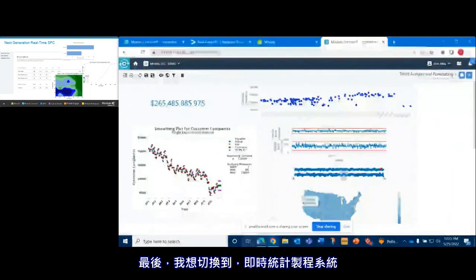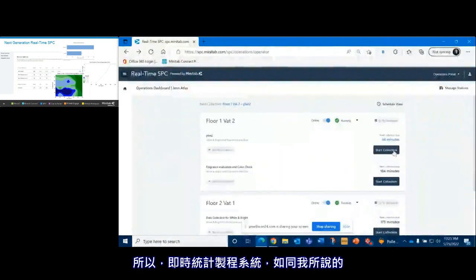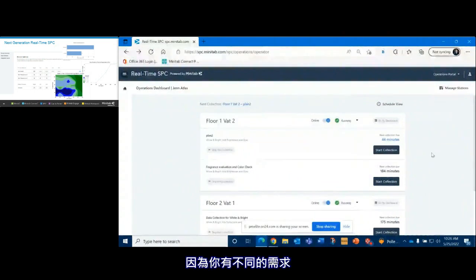Now, finally, I want to switch over to the real-time SPC system. So a real-time SPC system, like I said, you have different needs. We're still using control charts. I guess my point of this webinar is that we see control charts in use in a lot of different places. While they're all beneficial, they have different needs in terms of what kind of tools or aspects around them you need.